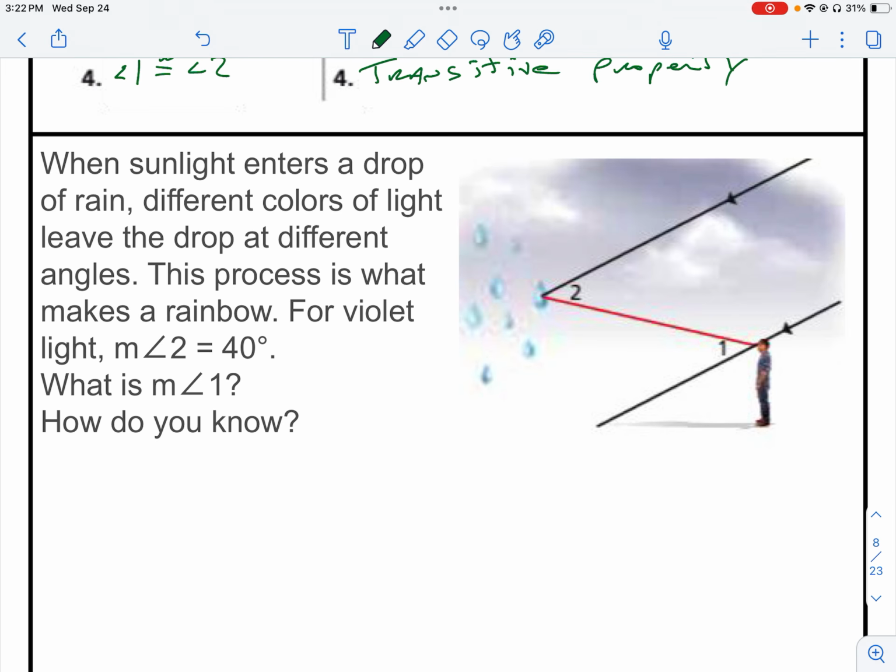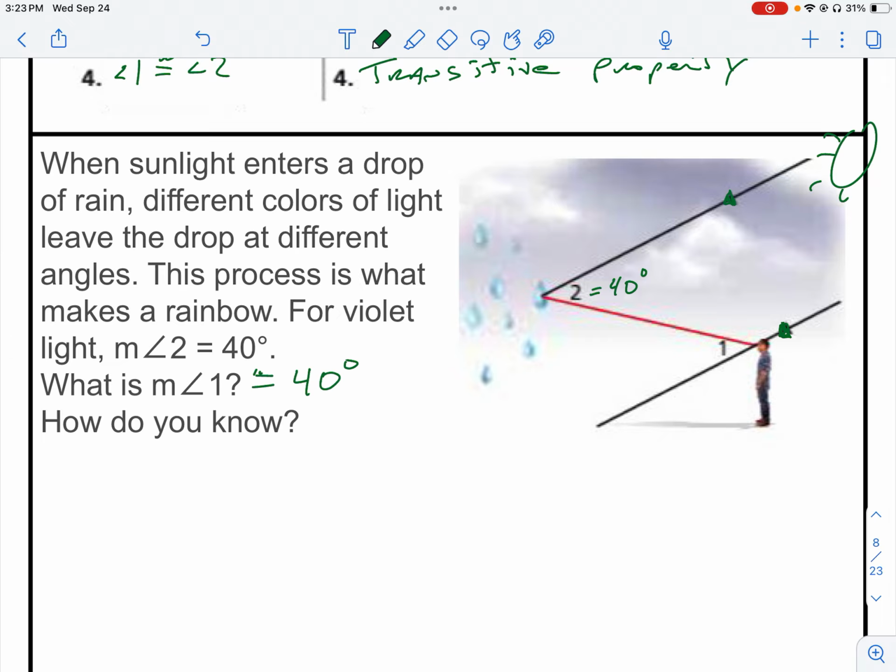All right, so here we got a story problem, or as I like to call it, a real life problem. So sunlight's going to enter a drop of rain, different colors of light leave the drop at different angles. That's how we make a rainbow. For violet light, the measure of angle 2 is 40 degrees. What is the measure of angle 1? Because there's a sun up here, and that's where these rays are coming from. We have our little arrows, so we know these lines are parallel. So what is the measure of angle 1?